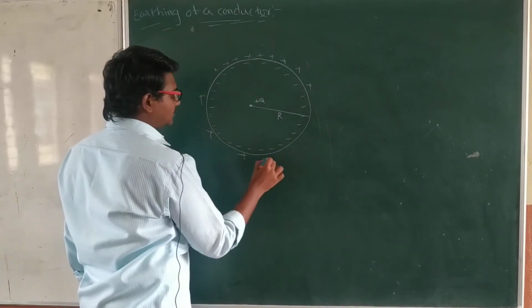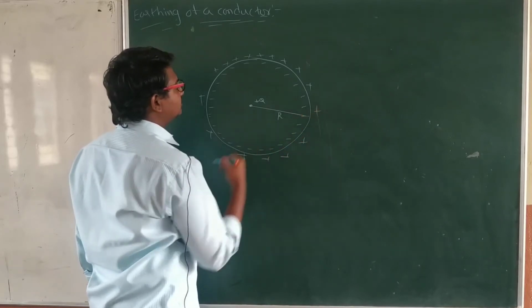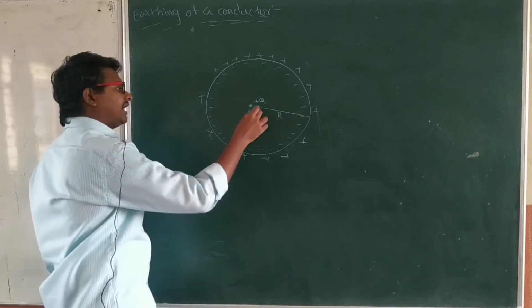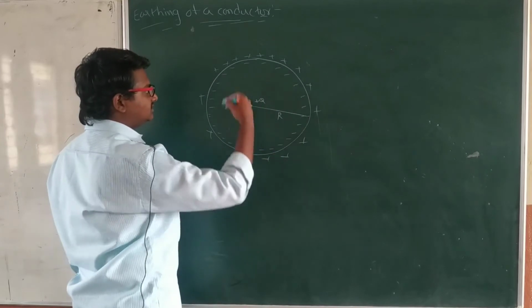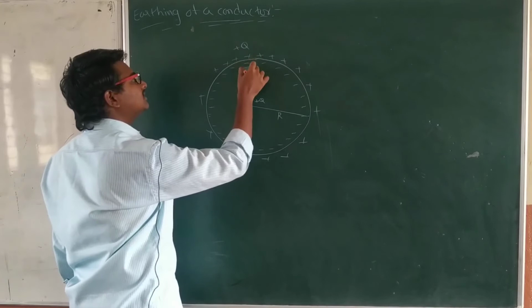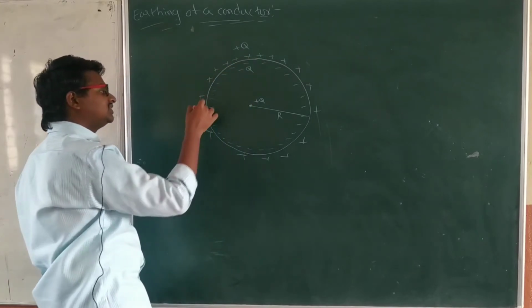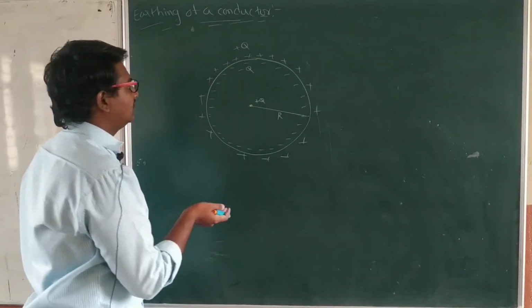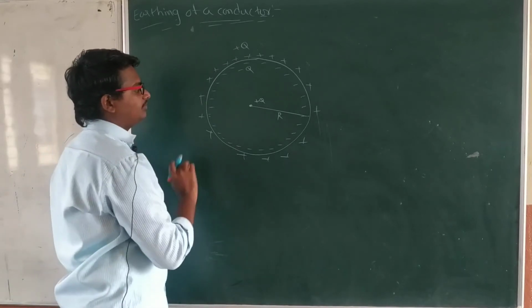As this is plus q, inside on the shell we are going to see minus q, and outside it will be plus q. Plus q and minus q will get cancelled, and the net charge is 0 on the shell actually. That is the thing that will happen.